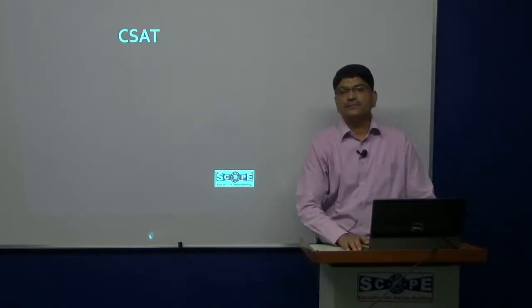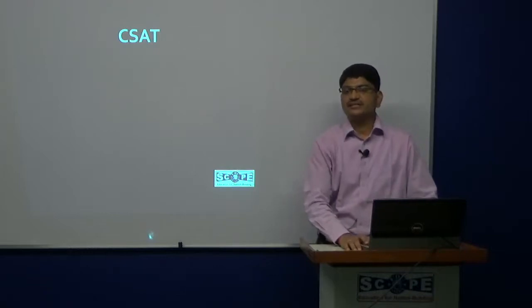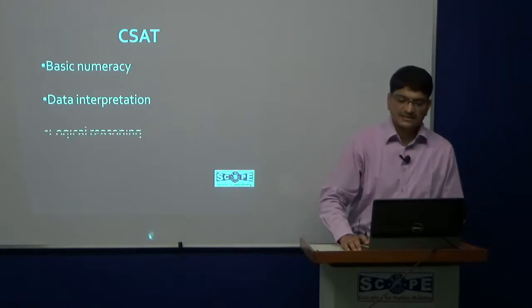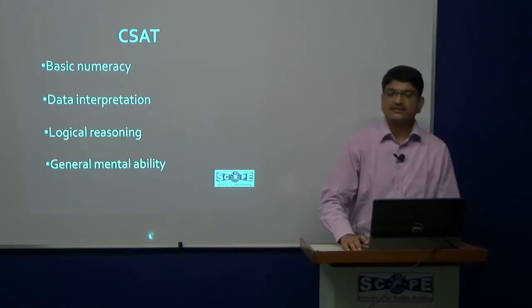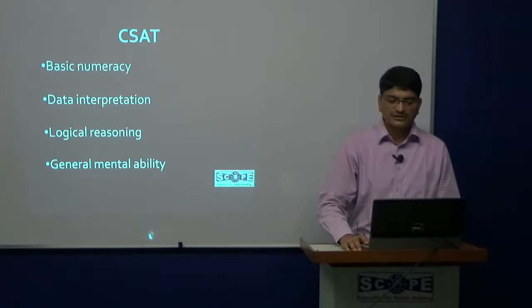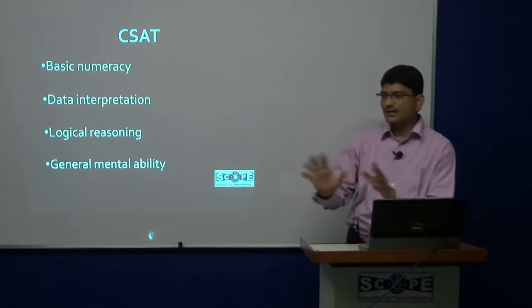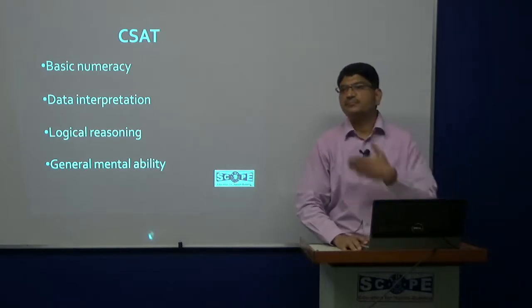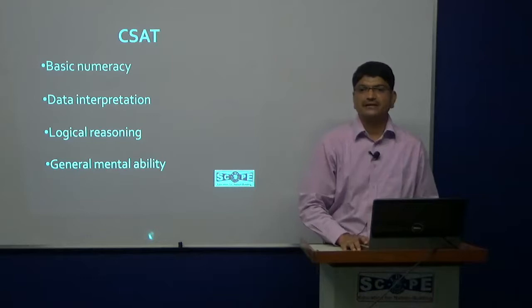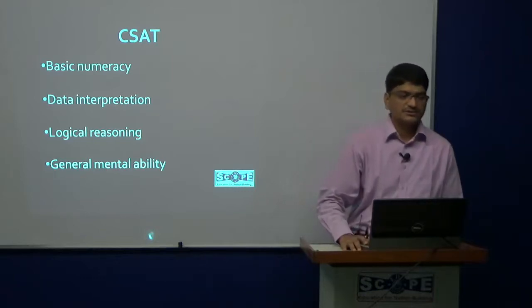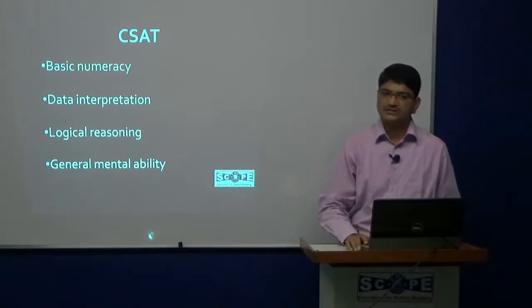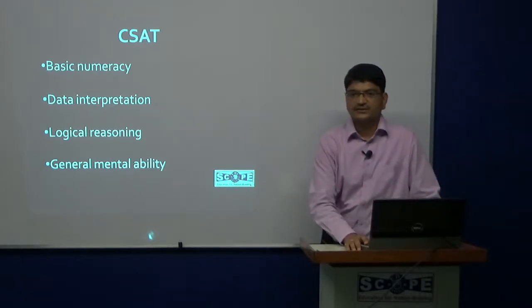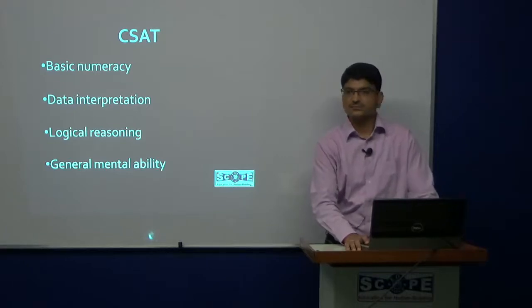And then we have noted in the preliminary examination there is a paper called CSAT which is only qualifying, and it includes something about maths and reasoning, for example basic numeracy, data interpretation, logical reasoning, general mental ability up to class 10 standard, because UPSC is not interested in asking too complex mathematics related questions, but it expects the student to understand and solve simple maths related questions. So, this is in CSAT.